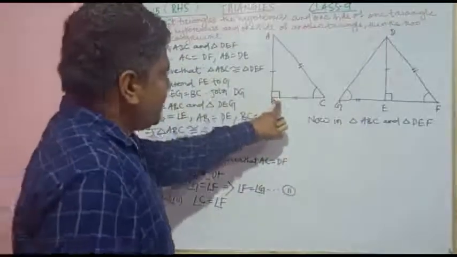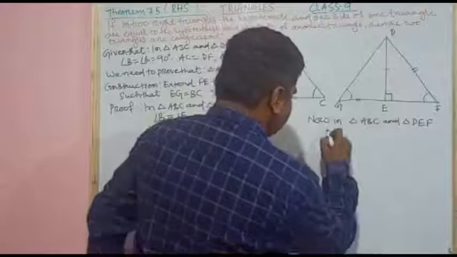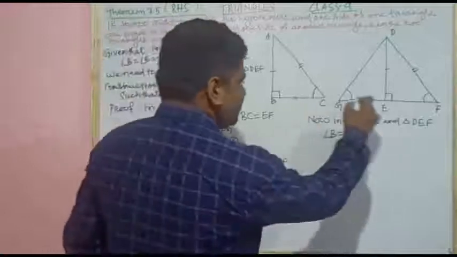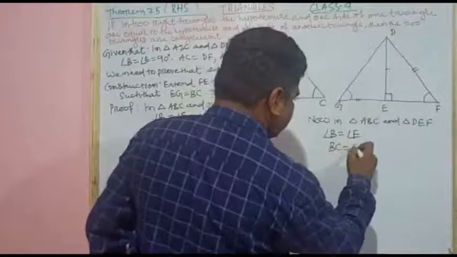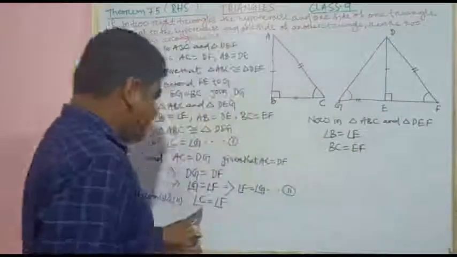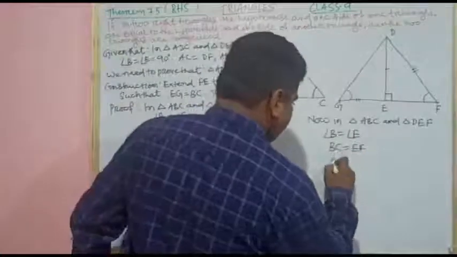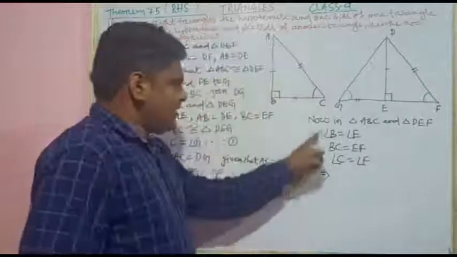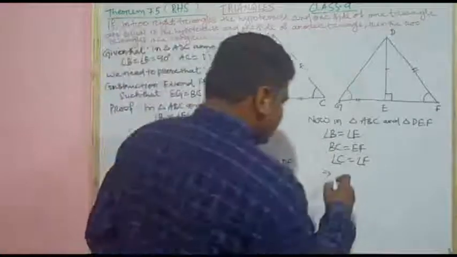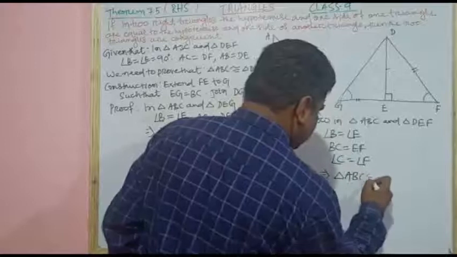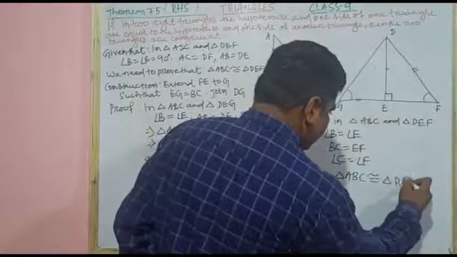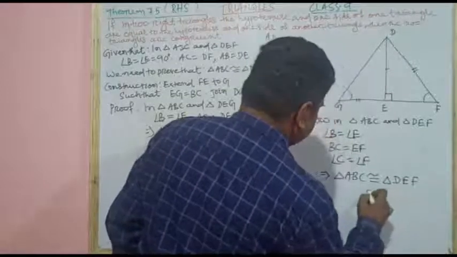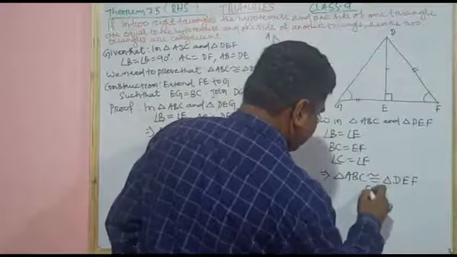That is angle B equal to angle E, it is given. Both are 90 degrees. BC equal to EF, it is given. And we have proved angle C equal to angle F. So by the criteria of ASA congruence rule, we can write triangle ABC is congruent to triangle DEF. ASA, angle side angle congruence rule.